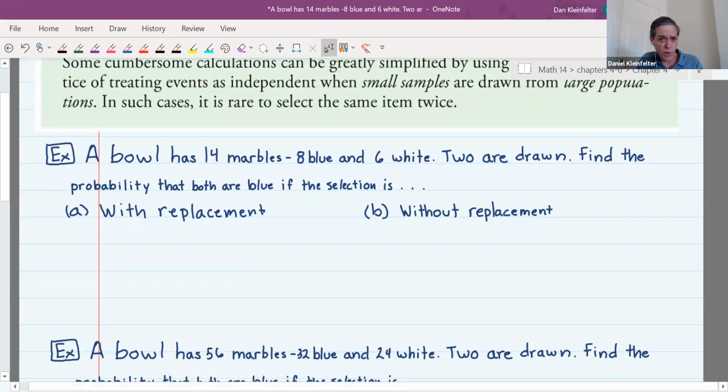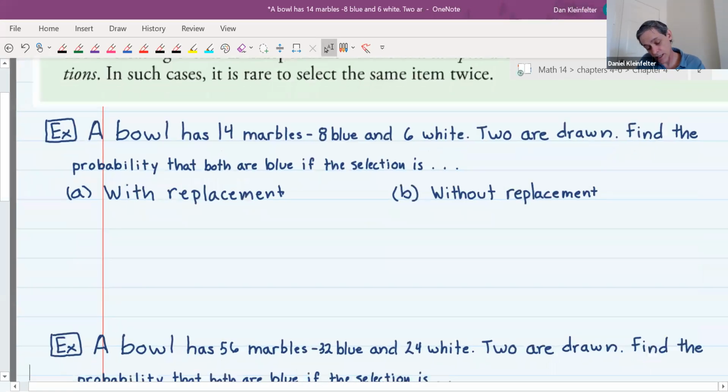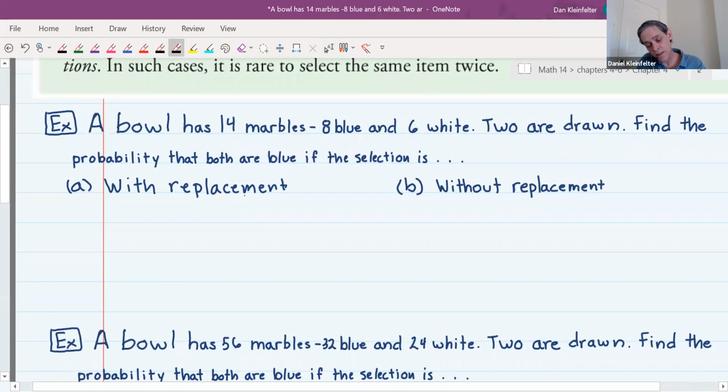So here's kind of 2 paired examples that hopefully will illustrate that. So here's the story. A bowl has 14 marbles in it. 8 are blue and 6 are white. 2 are drawn. We want to know the probability that both are blue if the selection is done both with replacement and then without replacement. So let's check. So with replacement first.